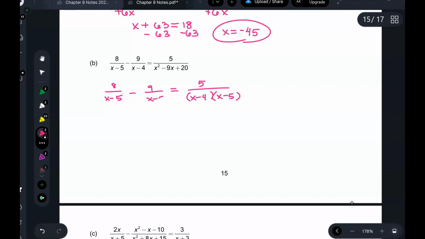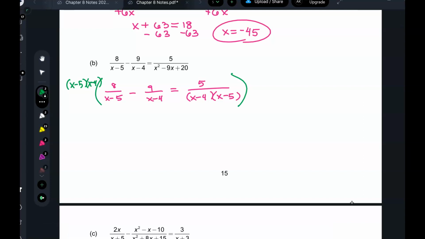This is really easy. Okay, so I'm going to multiply the whole thing by x minus 5 times x minus 4. Now remember, I'm going to have to distribute x minus 5 times x minus 4 to each and every part. I'm not going to write it out 3 times like I did last time. Does the order matter? No.